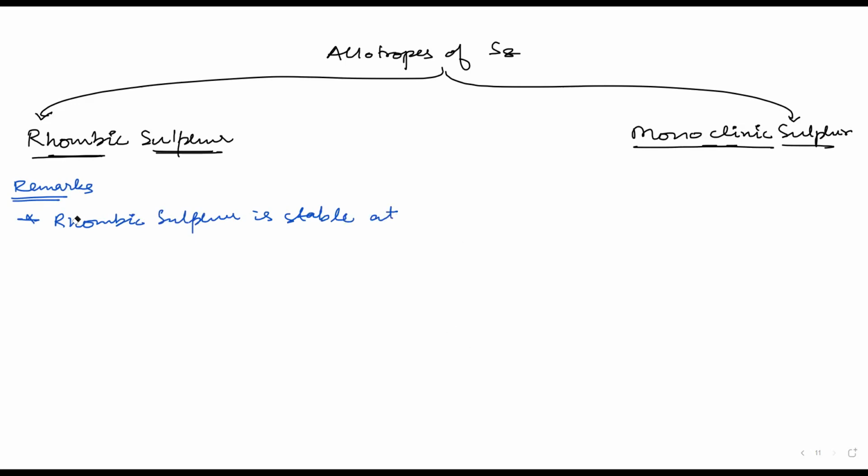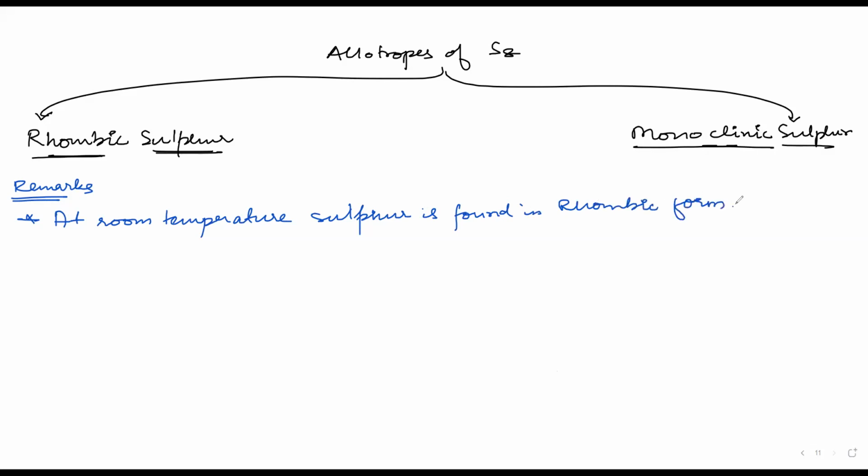Wait. Let me rephrase it. At room temperature, sulfur is found in rhombic form. Rhombic form, I wrote. Sulfur is found in rhombic form.